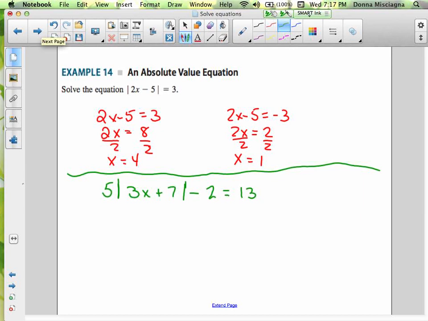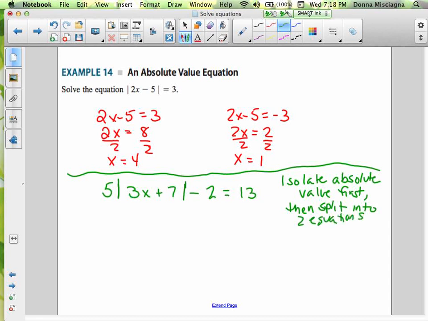And I'll have you put this in your notes. Now, we're still going to set it equal to positive and negative, but not before we isolate the absolute value. So if you've got other stuff with your absolute value, isolate the absolute value first, then split into two equations. Otherwise, your answer is going to be wrong. It's not, because 5 is positive, and the 2 is definitely negative. What could be positive or negative is what's inside the absolute value bars.